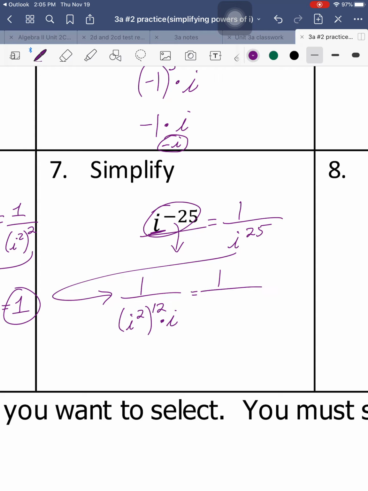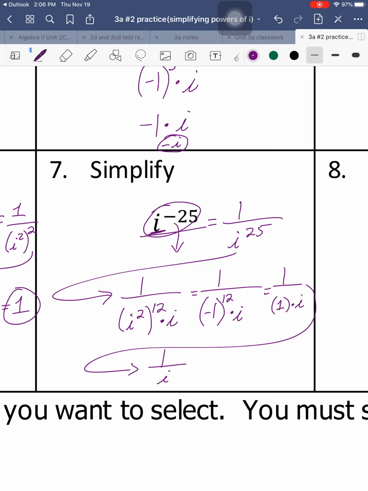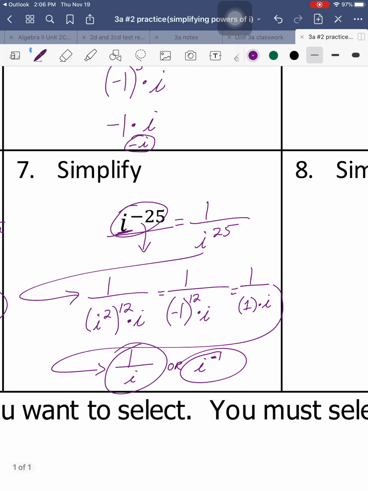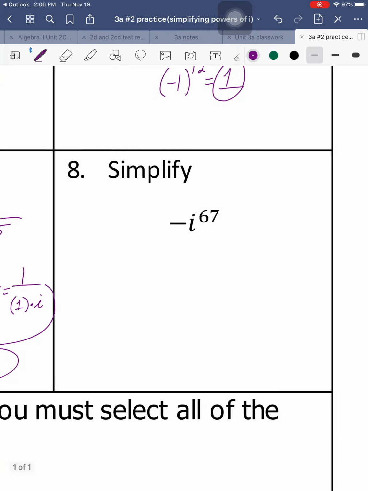In the denominator, let's keep simplifying. Our next step after we break down the i's, we have i squared is negative 1 to the 12th times i. Next step is negative 1 to the 12th. It's the even power, so negative 1 to the 12th is a positive 1. 1 times i. I didn't have to put in parentheses, but I did. 1 times i is i. 1 divided by i is your final answer. Or if you really want to write it without a fraction, you could write it like this, i to the negative 1. So you can bring it back up into the exponent. No fraction then.